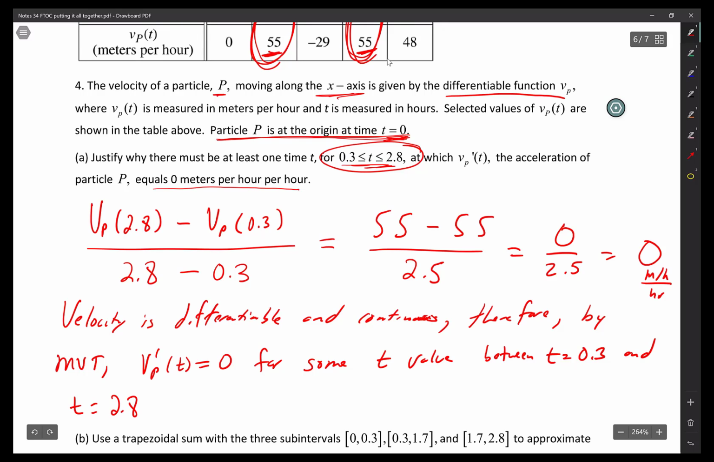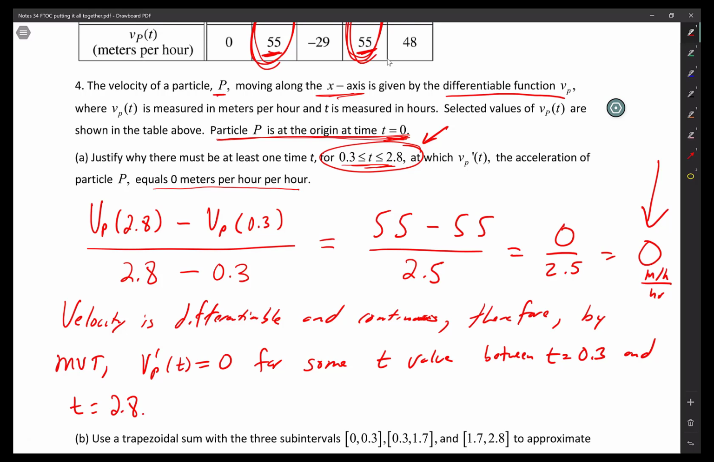You probably could have said it better, guys. You probably could have written t between 0.3 and 2.8 like this, but I didn't. I think this is full credit. Velocity is differentiable and continuous. Therefore, by MVT, v prime of t equals 0 for some t value between 0.3 and 2.8. And they can see that the average rate of change between 2.8 and 0.3 is 0. That's that first line. Full credit.